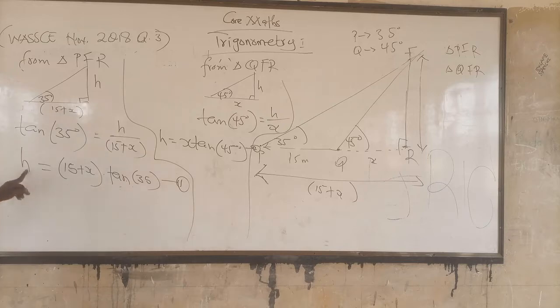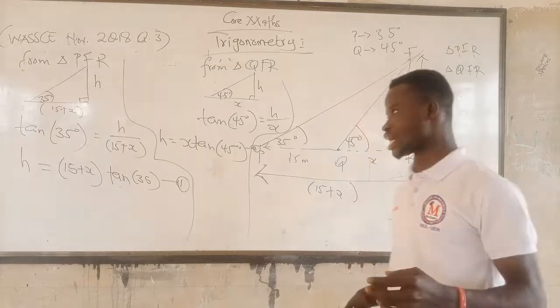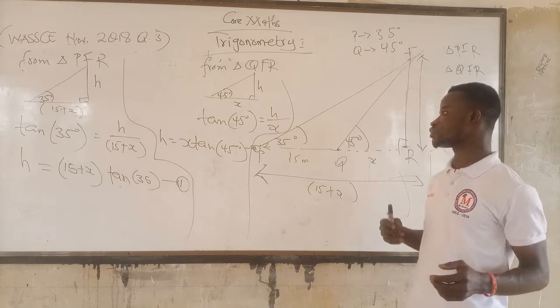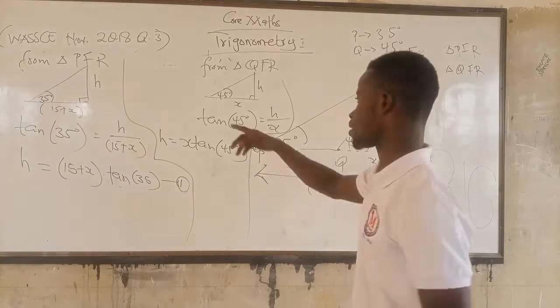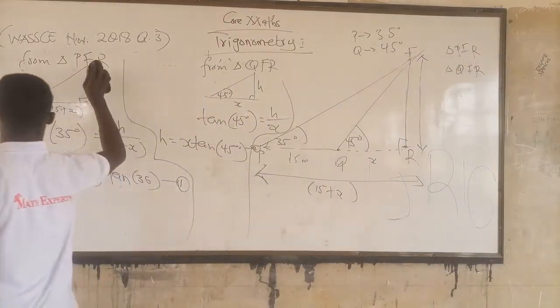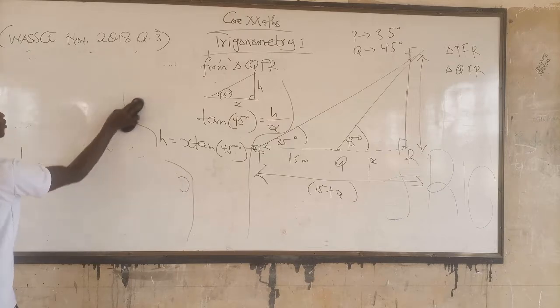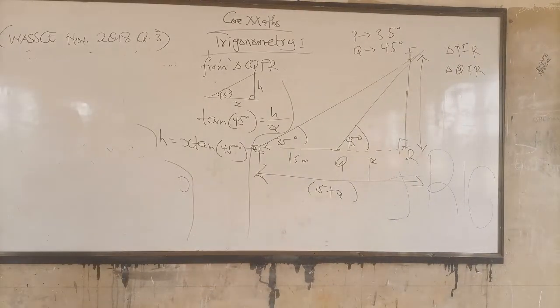Now watch. H is equal to this, H is equal to this. Since the height of the smaller right angle triangle and that of the bigger right angle triangle are the same, it means we can equate equation 1 to equation 2. So I'm clearing this part. I have cleared off equation 1. So now, equation 1 equals equation 2.